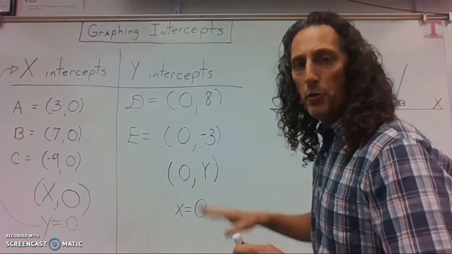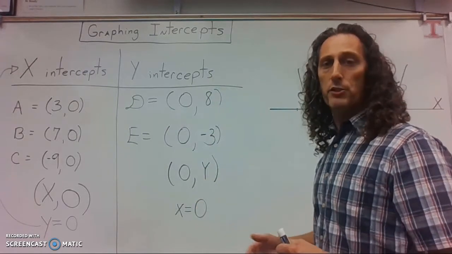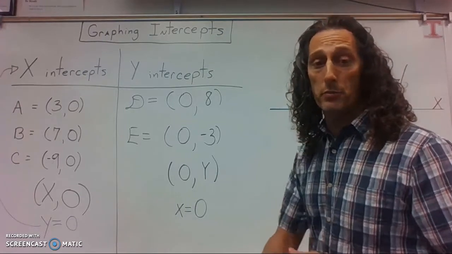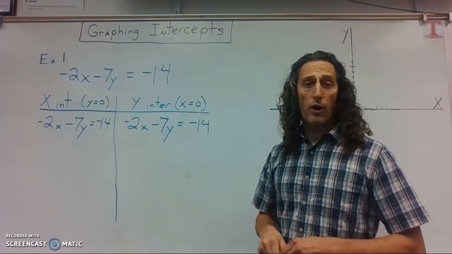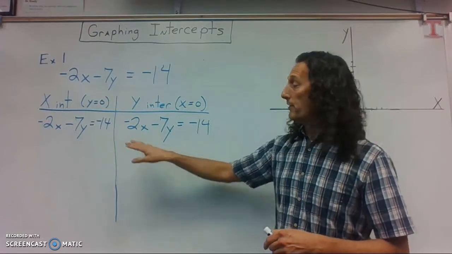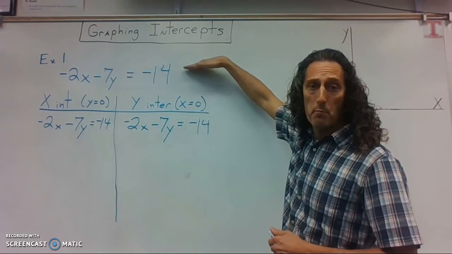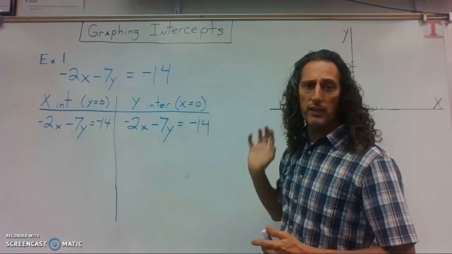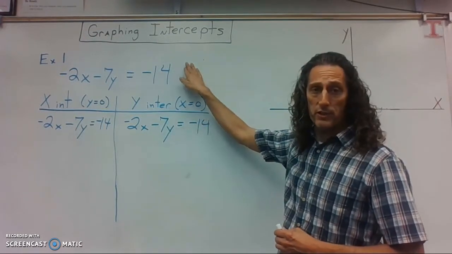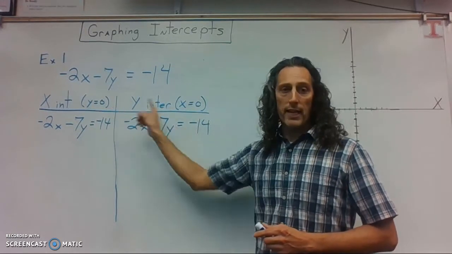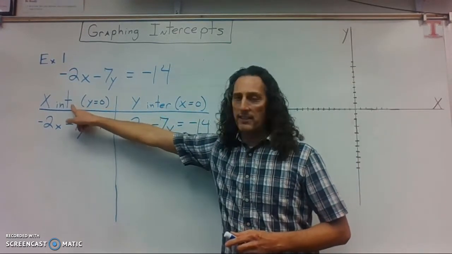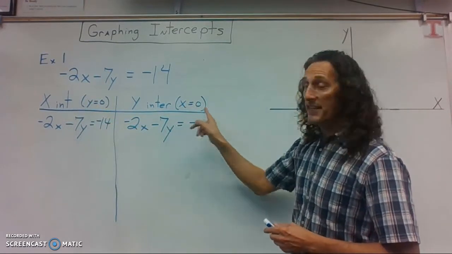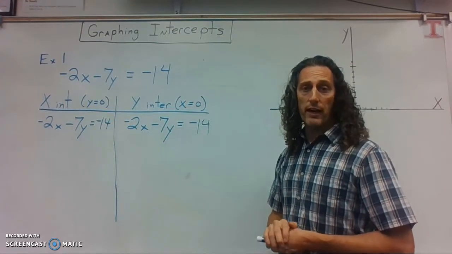Make sure that you have this table completed. If you need to, hit pause right now. Then we're going to go on to do some graphing. Here is our first example. It reads negative 2x minus 7y equals negative 14. You can pause right now if you need to. Make sure you write down the equation, and then write down this little table that I have set up. It says x-int for x-intercept, with a reminder that y equals 0. And with the y-intercept, the x equals 0. Make sure you have this copied down.